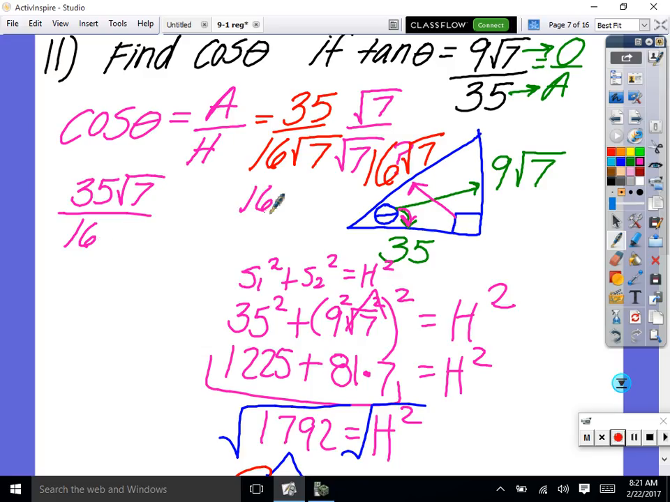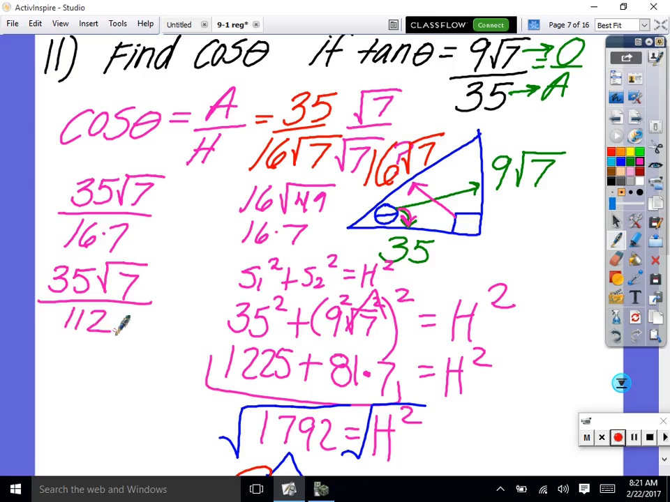And on bottom, don't we have 16 times 7? Guys, or isn't that 16 times the root of 49, which is 16 times 7, isn't it? Anybody confused? 16 times 7 is 112. So we really have 35 root 7 over 112.